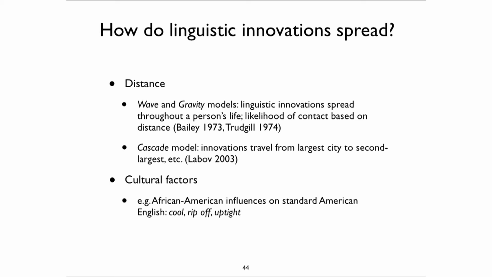Another related model is called the cascade model. So innovations might travel from the largest city down to the second largest city and so on. But it also seems important, a possible explanation is cultural factors. So different communities or different social groups might create certain words that might transmit between them differently. For example, there are many cases of African-American influences on standard American English dialect. So words like cool, rip-off, uptight used to be African American slang. I think we now consider them to be mainstream casual American English.